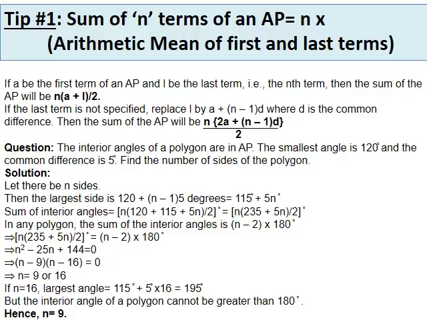n square minus 25n plus 144 is equal to 0. (n - 9)(n - 16) = 0. Thus, n is either 9 or 16. If n is equal to 16, the largest angle is equal to 115 + 5 x 16, which is equal to 195 degrees. But the interior angle of a polygon cannot be greater than 180 degrees. Hence, n is equal to 9.